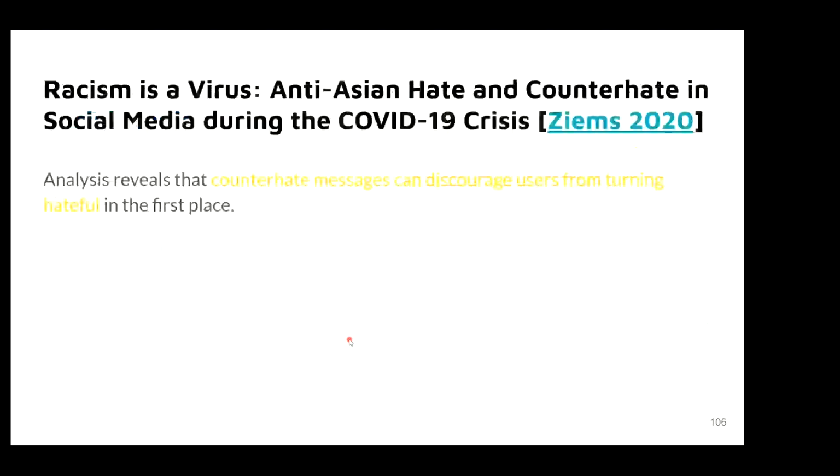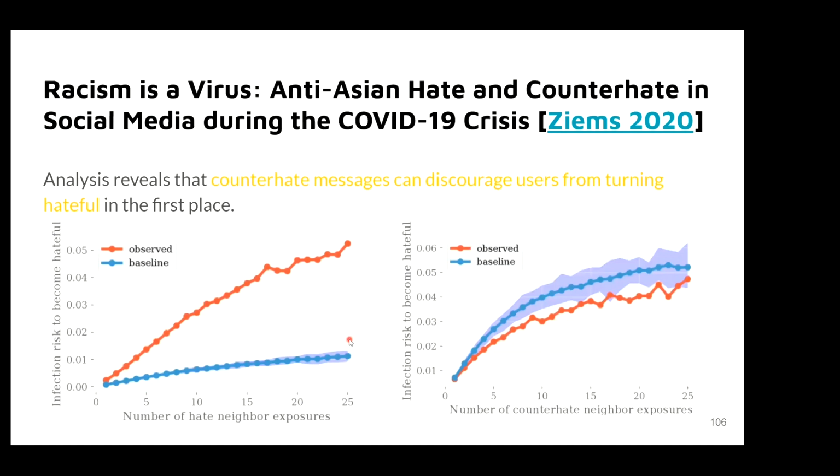Also, there was a recent work, the racism virus, in which they studied anti-Asian hate in the presence of the COVID crisis. And what they basically found was that the counter hate messages seem to be discouraging the users from turning hateful in the first place. So on the left side of the image, you can see on the x-axis is the number of hateful neighbors and the risk of being hateful.